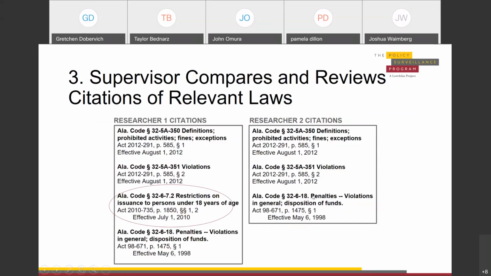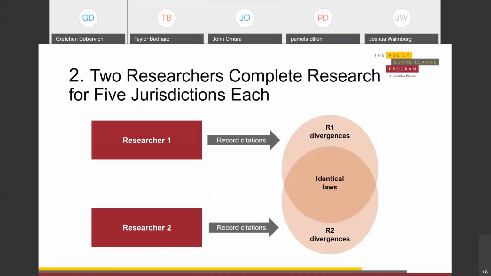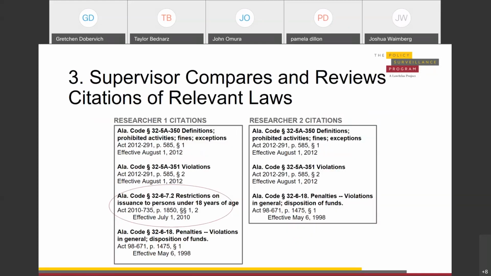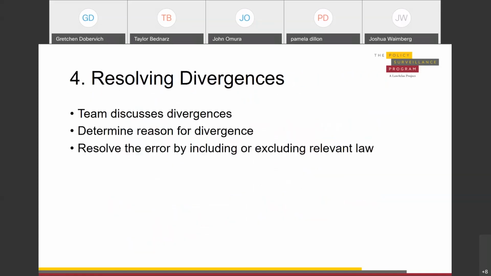Supervisor compares and reviews citations of relevant laws. So in that example we just saw, the supervisor then gets basically 2 master sheets. We get a master sheet of the original research and a master sheet of the redundant research. This allows for easy comparison of citations of the laws. The supervisor can then look at them side by side, see that in this example, researcher 1 has an additional law cited as compared to researcher 2. And the supervisor can compare this and note this difference. This then allows us to go to the next step of resolving divergences.